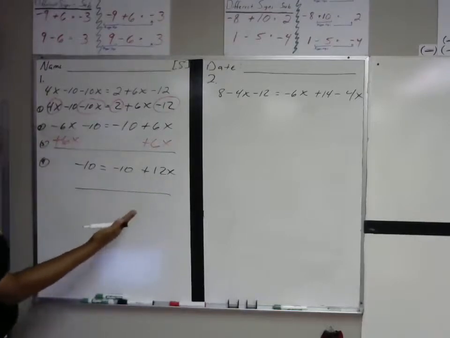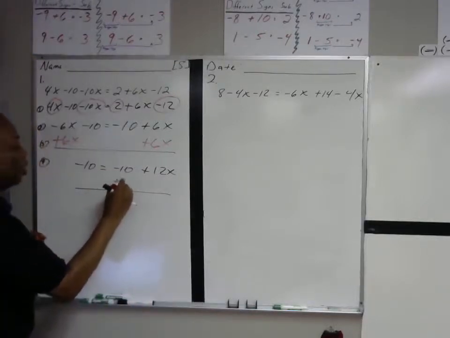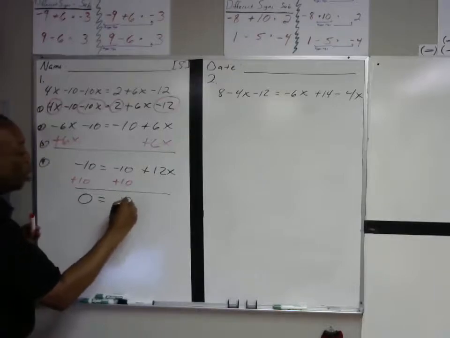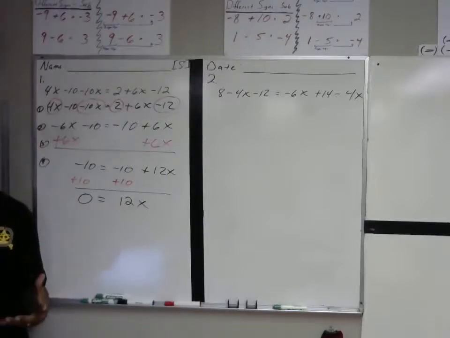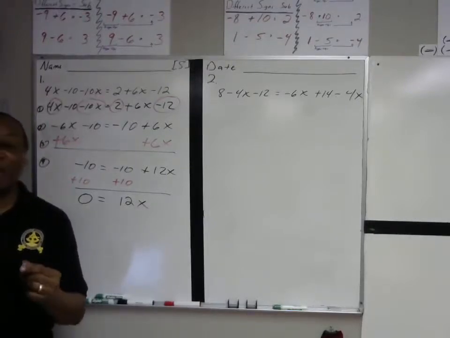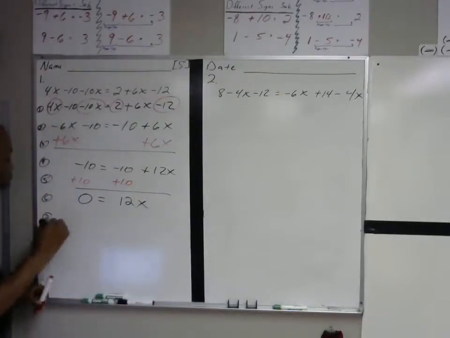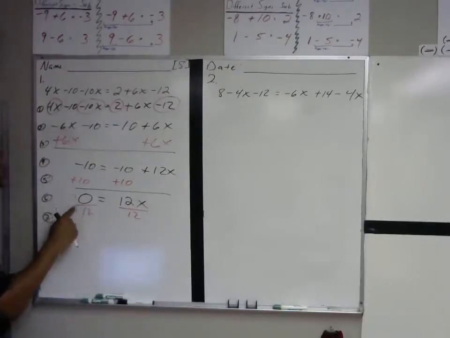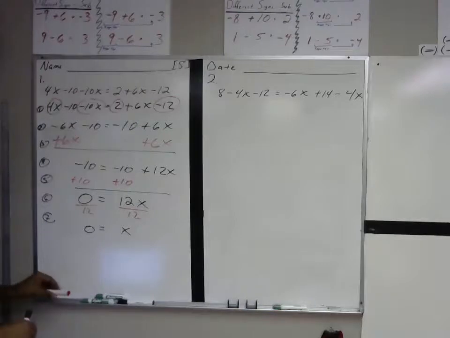You add 10 to both sides, and then all that's left is 0 equals 12 times x. So 12 times a number should equal 0. How do you find out what that number is? Divide both sides by 12. Dividing both sides by 12, 0 over 12 is 0. So x is the number 0.